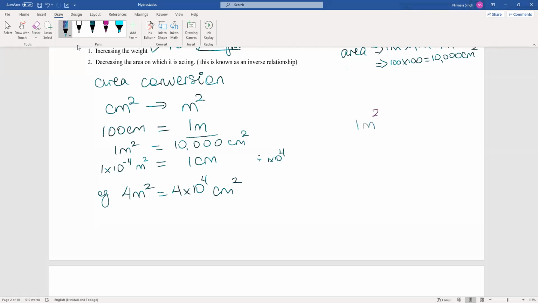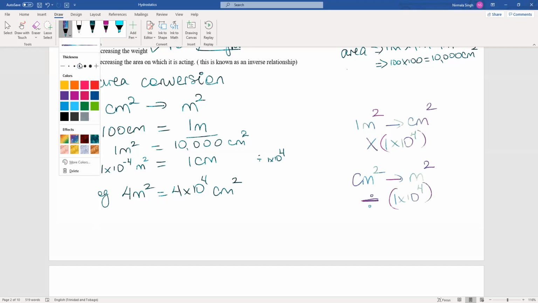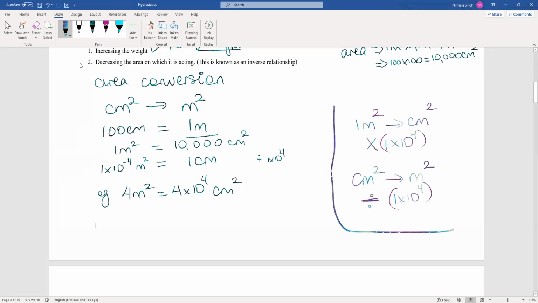To go from meter square to centimeter square, you have to multiply by 1 by 10 to the 4, or 10,000. And to go from centimeter square to meter square, you do the inverse, so you're going to divide by 1 by 10 to the 4. Remember, we did how to do standard form on the calculators, so please revise that. So this is our little reminder note on how to do area conversion.